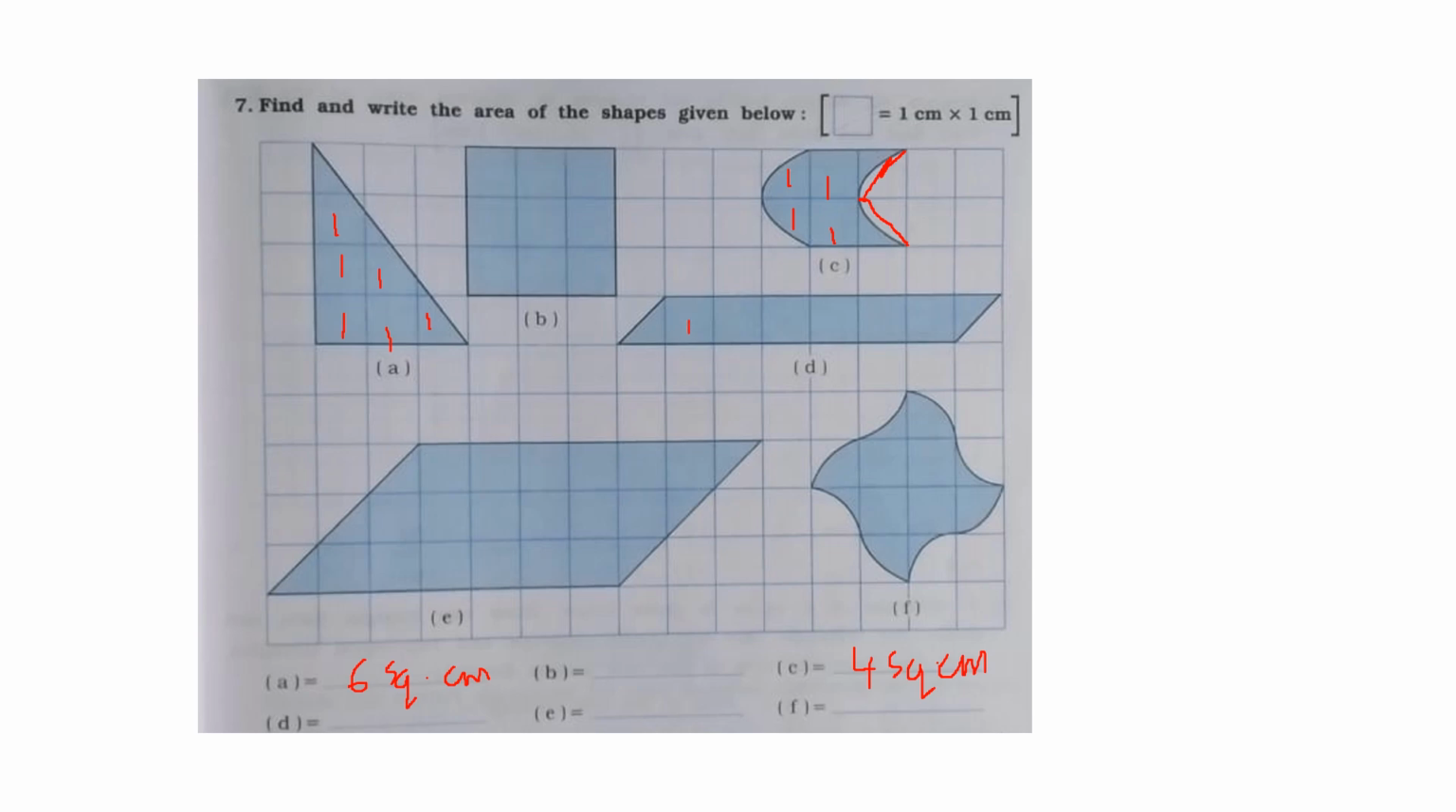D. So here 1, 2, 3, 4, 5, 6. And this is half. So you can write here half. And this is again half. So what is the total? 1, 2, 3, 4, 5, 6. And half plus half, that is 1. So 6 plus 1, that is 7. So for D you can write here 7 square centimeter. It's clear?